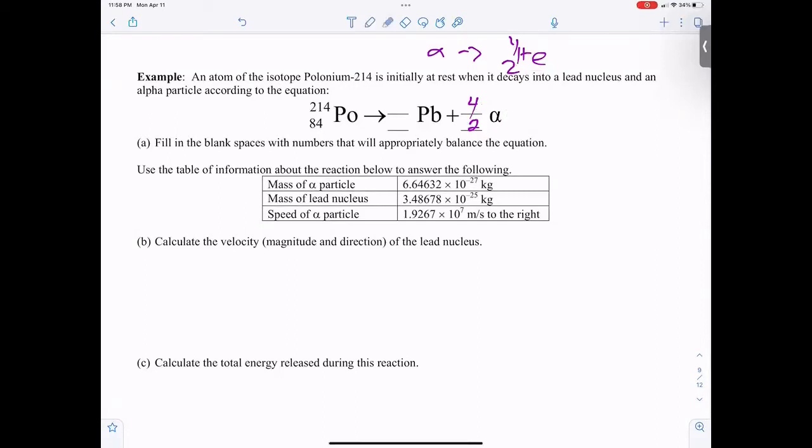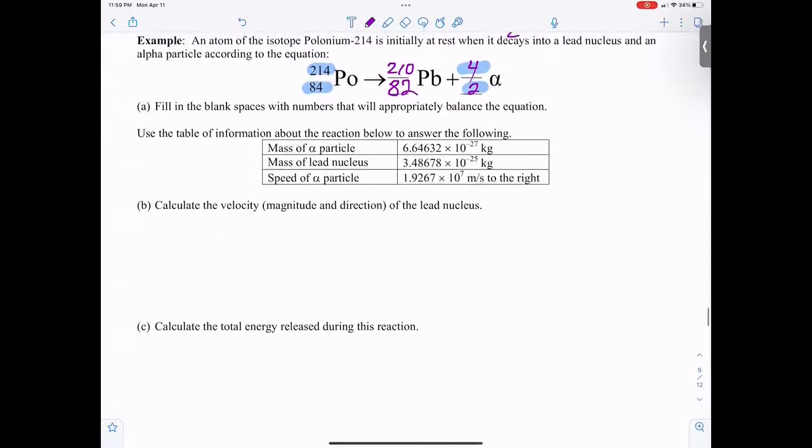So use your conservation of mass. We have 214 here, 4 here. That must mean you have remaining 210. So it decays into lead 210. You know that you have 84 protons, 2 protons here, which means lead has to have 82 protons. So there's your basic nuclear equation, all right? And that's what part A is, just filling in the blanks here.